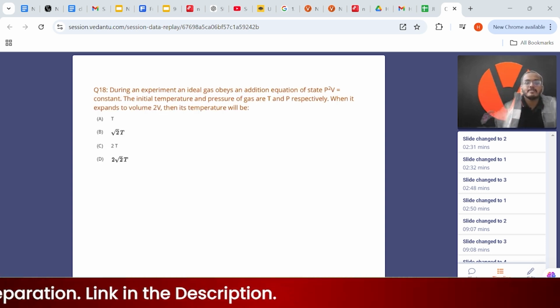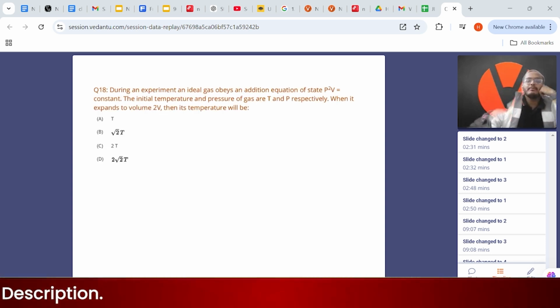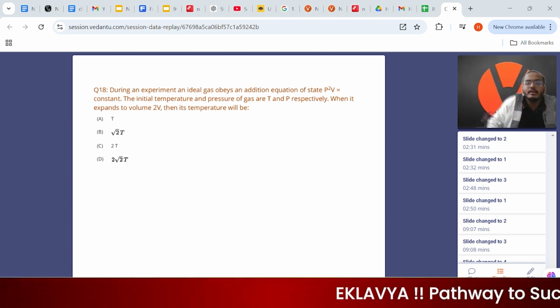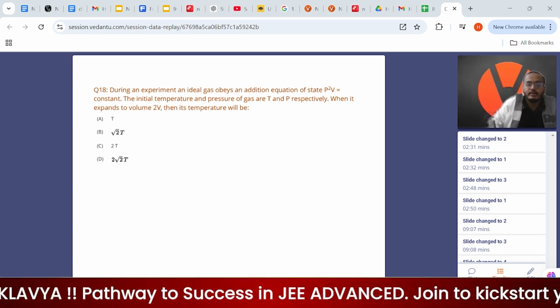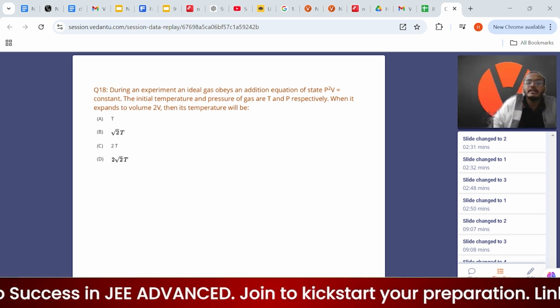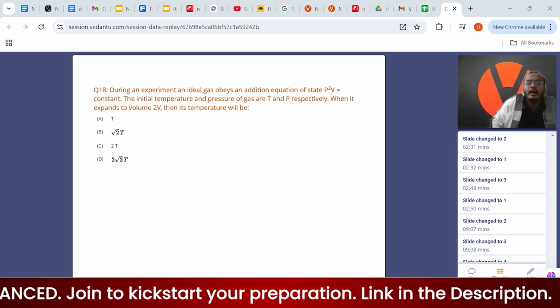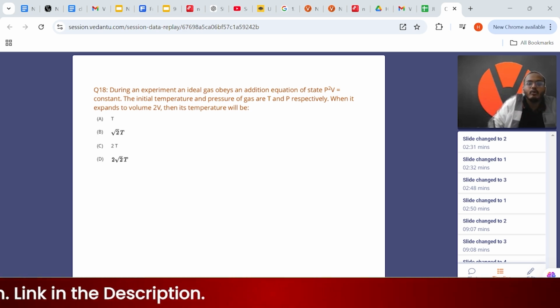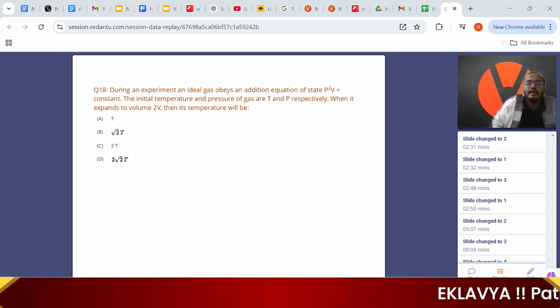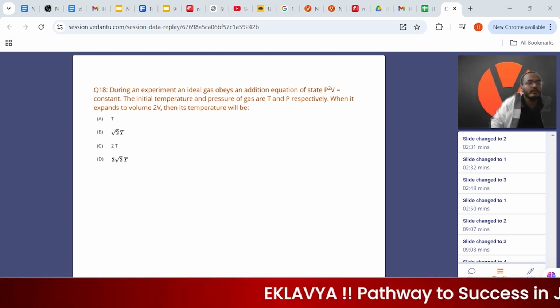Next question. During an experiment, an ideal gas obeys the equation P square V is equal to constant, not PV. It's P square V. The initial temperature and pressure of the gas are T and P respectively. Now, when it expands to a volume of 2V, then its temperature will become?